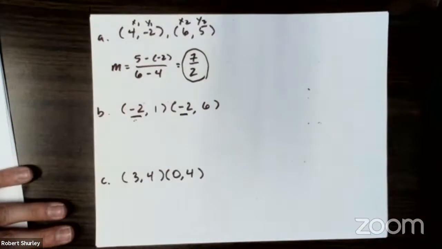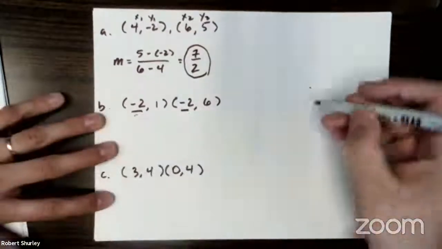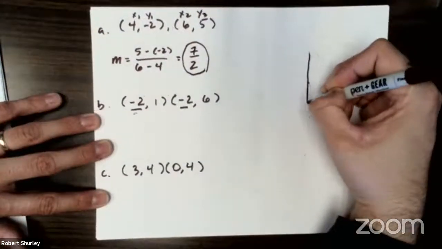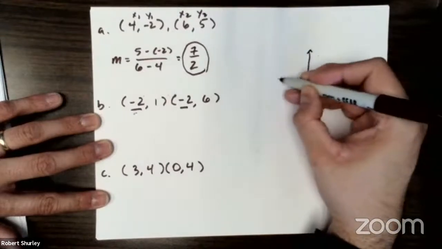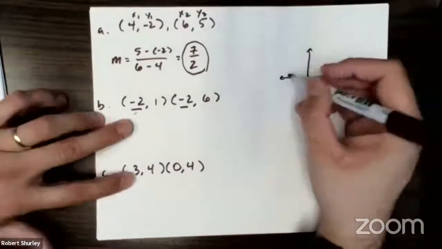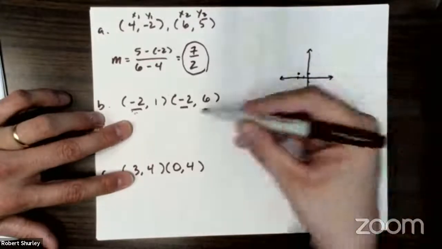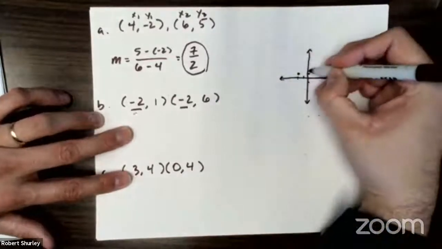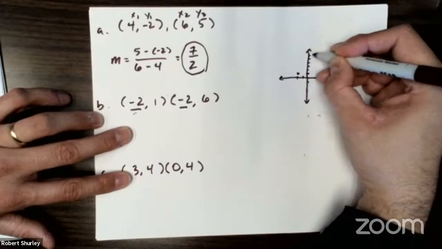These two x values don't change. You know what? Before I even do this, I'm going to graph this line that contains these 2 points. So we've got the first point, negative 2, 1, right? The next point's negative 2, 6. So negative 2, and we go up 6. 1, 2, 3, 4, 5, 6.